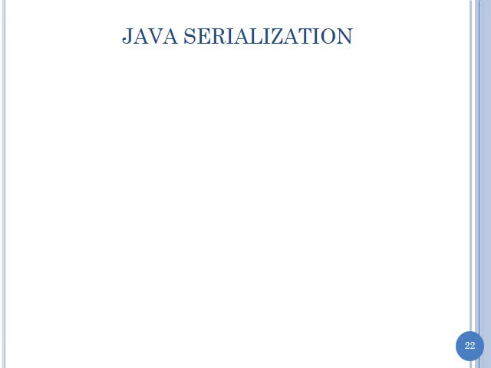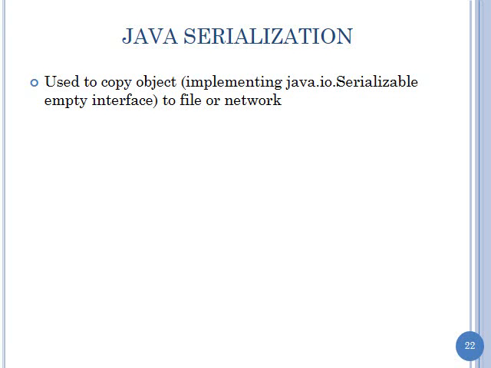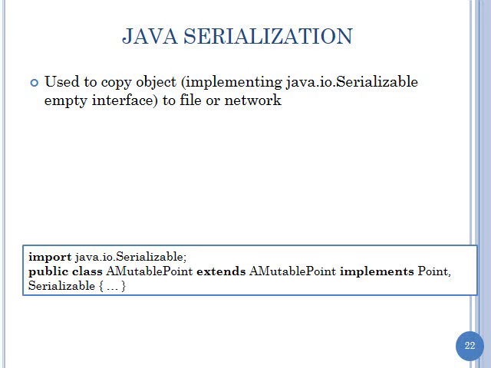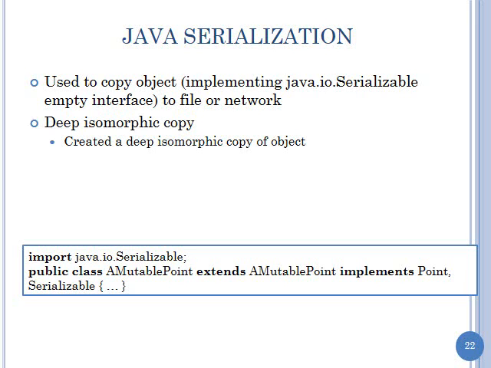And Java has got something called Java serialization. So just as you can implement the Cloneable interface, you can implement the Serializable empty interface, which means there's no obligation on you. Just implement it. And then you can copy the thing to a file or network. So you say something like this: a CartesianPoint implements Cartesian point, comma Serializable, just as we said Cloneable, except that this is now not in java.lang, so we have to go and import it. And then you can deep copy this object onto a file or to the network. So it creates a deep isomorphic copy.